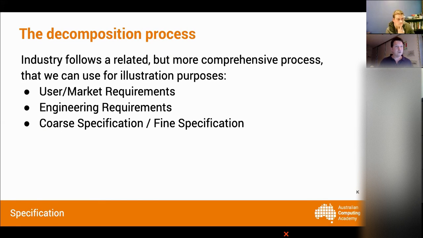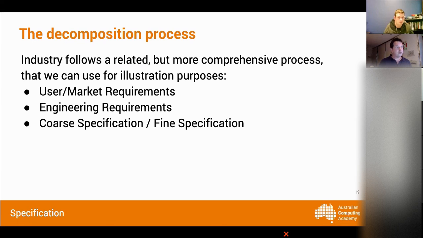So what's the decomposition process? Let's have a look at industry. How do we do it there? I'm not suggesting we do it exactly like that, but maybe it sheds some light on how we can do it. In industry, we start with a user requirement. What does the customer want? We also call it the market requirement.